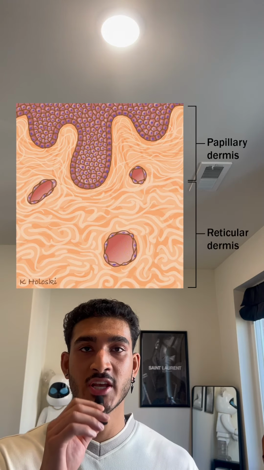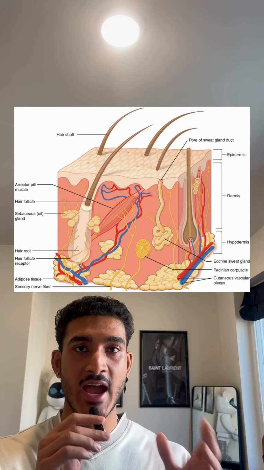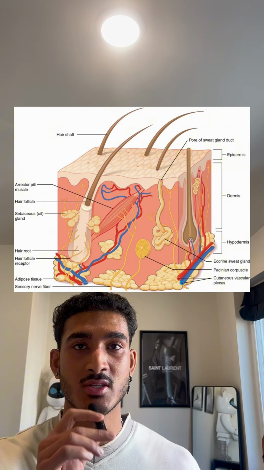Below that, we have the reticular dermis, which is made of a thicker, denser connective tissue. This is important because it anchors several glands, such as the eccrine sweat glands and other exocrine glands. This is also where the hair follicle stems, and it contains erector pili muscles, which cause goosebumps.